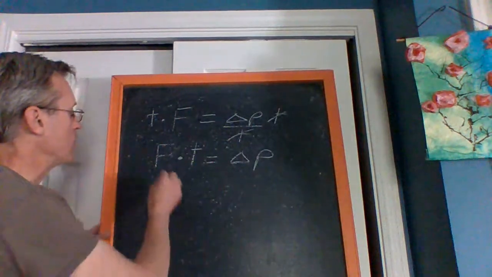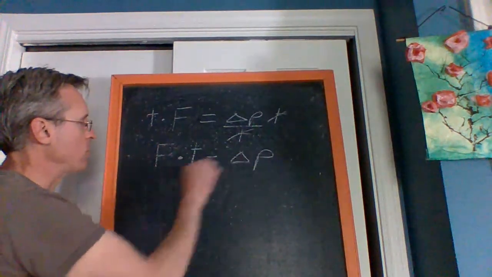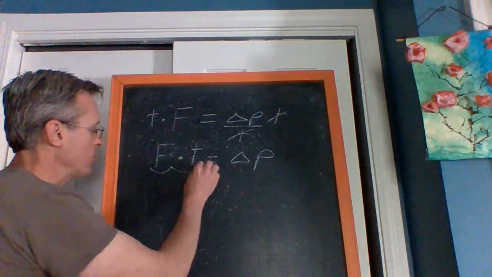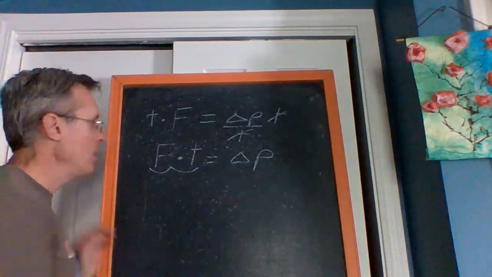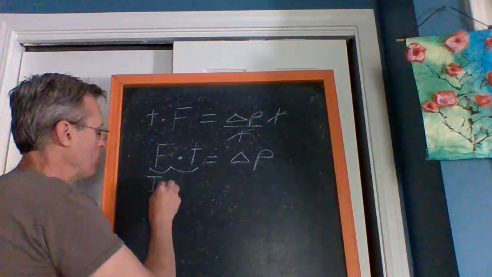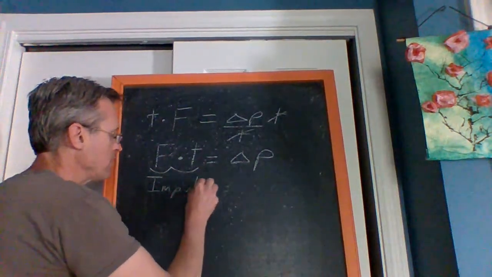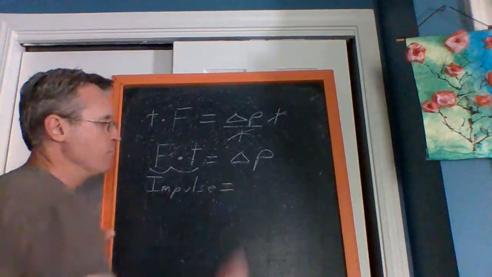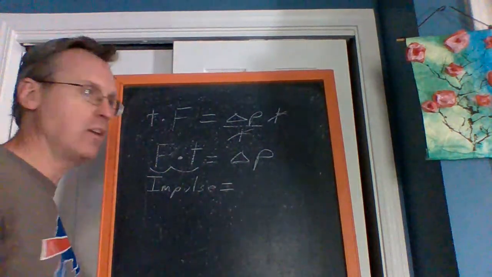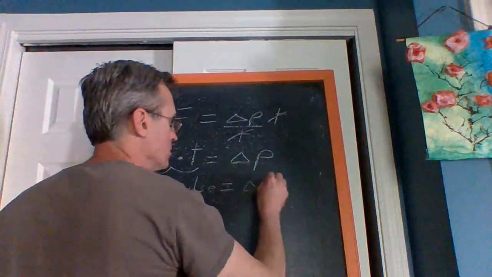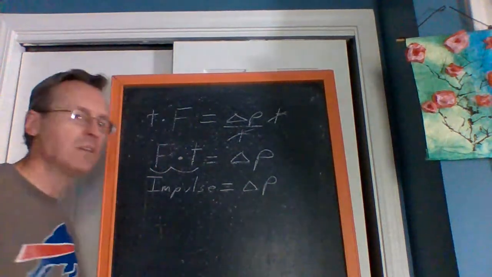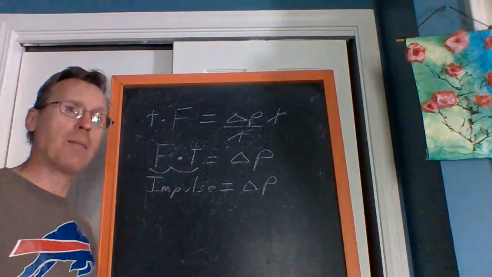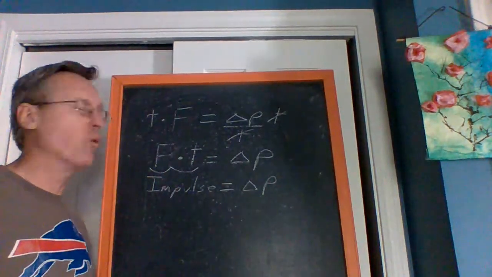Now, physicists have given this particular term, when you rearrange Newton's second law to look like this, a name, and we call it impulse. Okay, and we say that an impulse on an object changes its momentum. Okay, and what does that mean? Well, it actually has some practical applications in the real world.